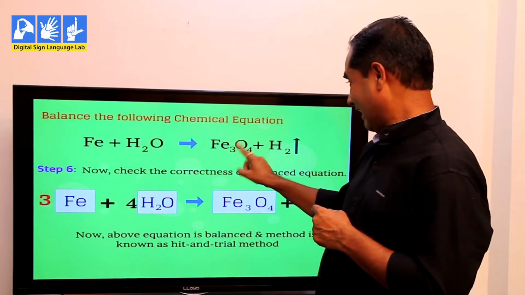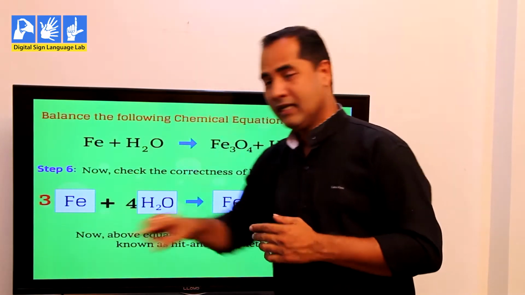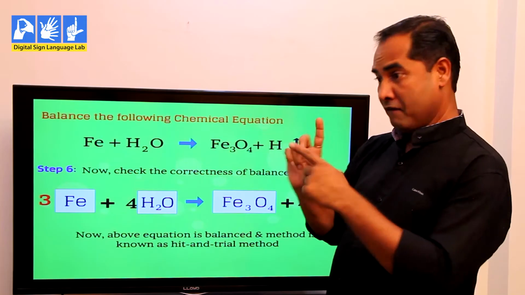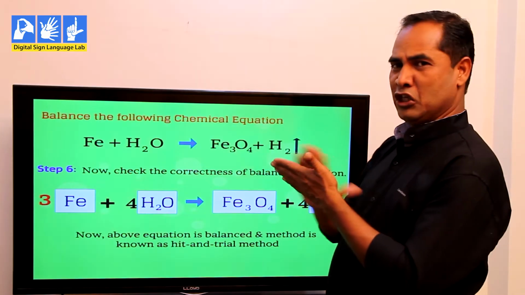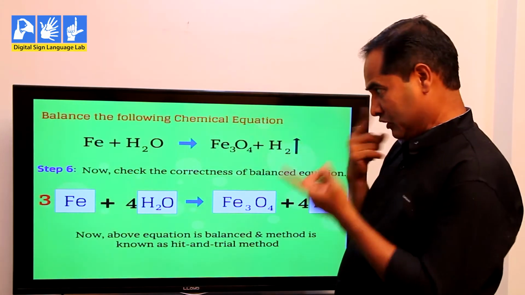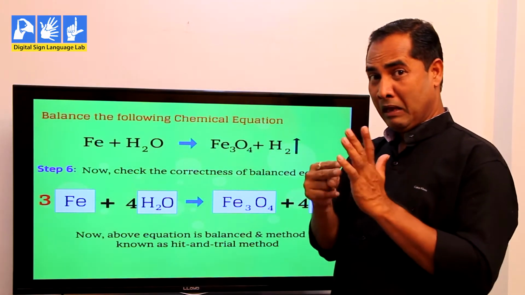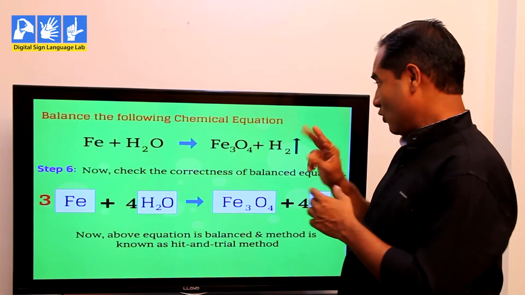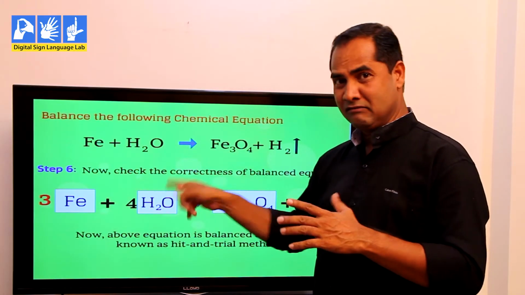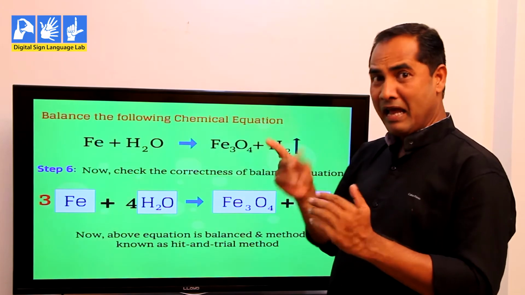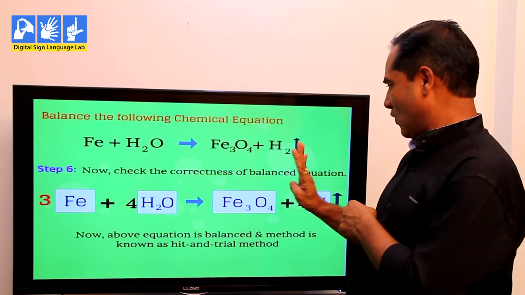Now second, we would go for Fe or iron. So we'll add 3 to the left hand side, and iron is balanced now. Both sides, 3 atoms. Now let's see if hydrogen is balanced. On the left hand side we have 4H2, and on the right hand side we just have one molecule of H2. Now we have to balance this, so we add a 4 to the right hand side as well.